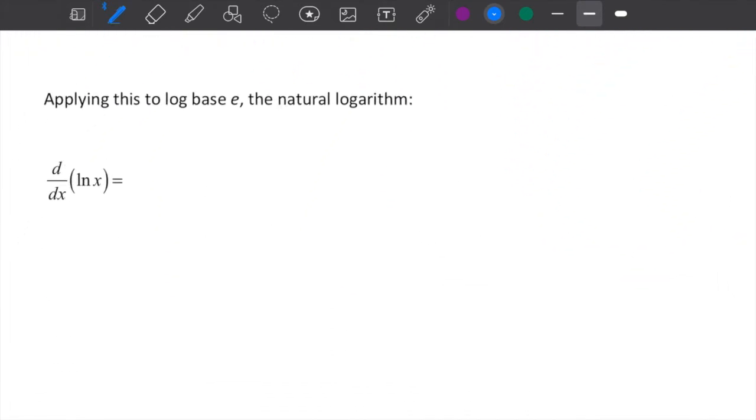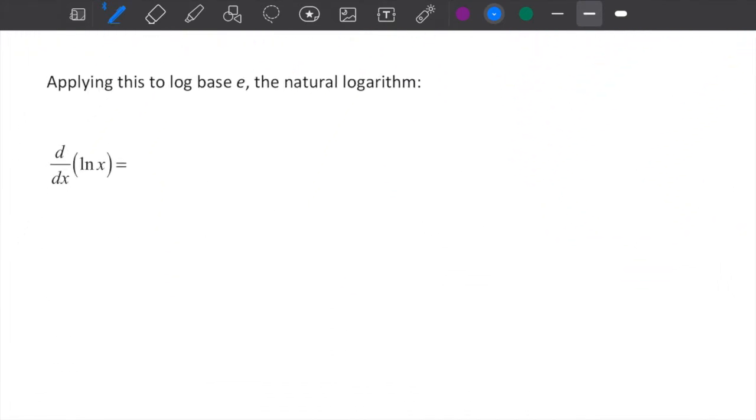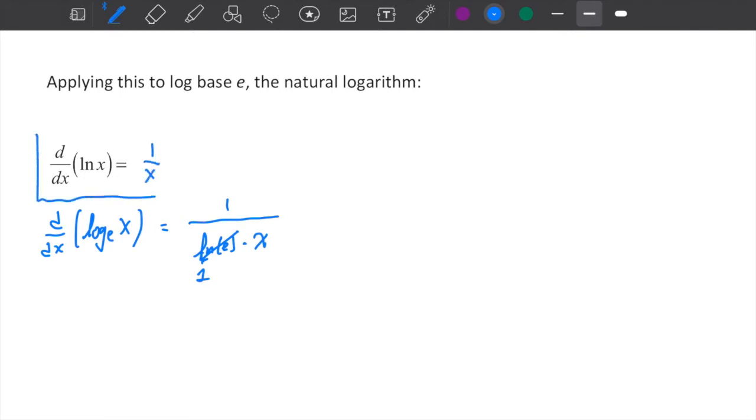Let's apply this to base e and see what that means. So we're going to have the derivative of natural log, that is d/dx of log base e of x. So we have 1 over natural log of e multiplied by x. Well, natural log and exponent base e are inverses. Natural log of e is just 1. So we're left with d/dx of the natural log of x is 1 over x.